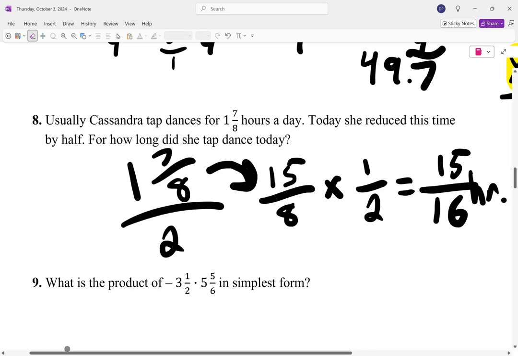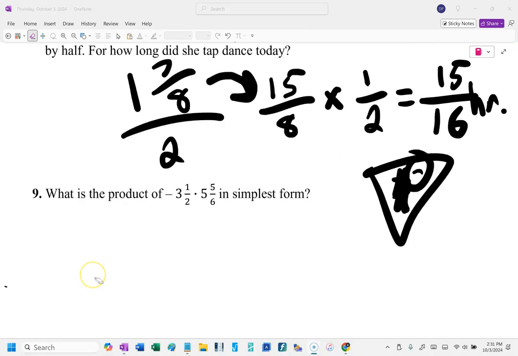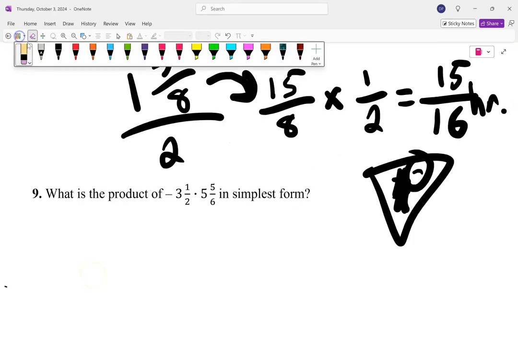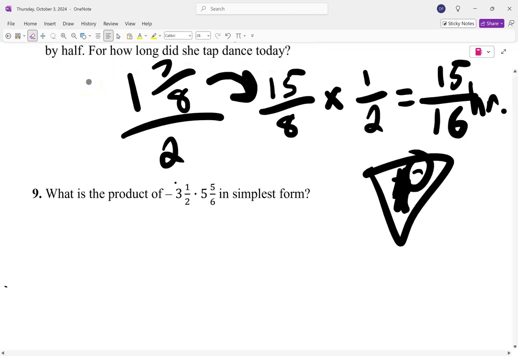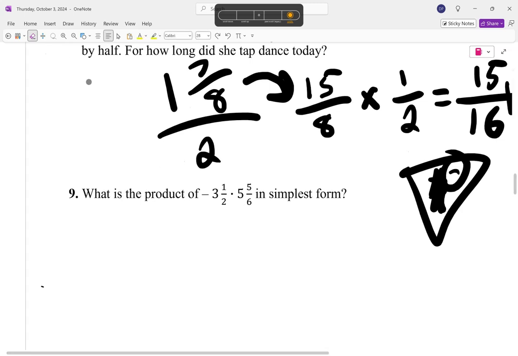And then you're doing the next one too, right? What is the product of these two things? Now, if I were you, I wouldn't turn these into improper fractions. That's a lot more work. The way to do it is you'd have to distribute all of it. But let's do it your way.